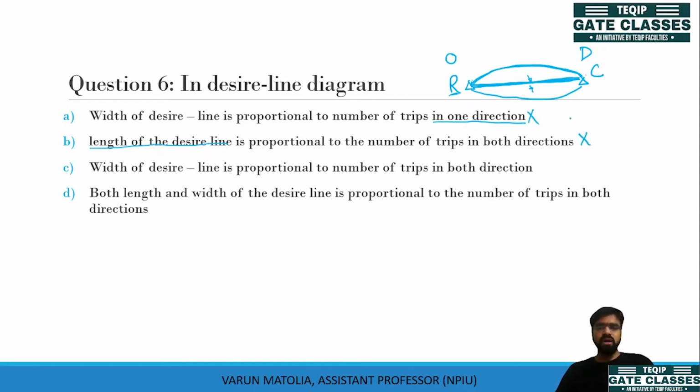The first one was also wrong. The third option says the width of desire line is proportional to the number of trips in both directions. This is also true. So the final true definition of desire line is this: a desire line is proportional to the number of trips in both directions. The final option says both length and width of desire line are proportional to the number of trips in both directions. This is wrong because length has nothing to do with the thickness of your desire line.